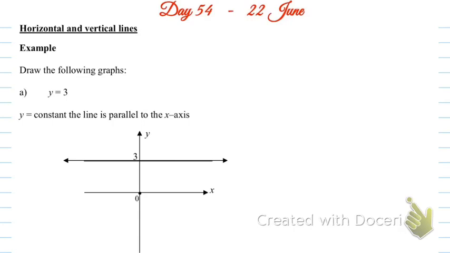Straight line or linear functions. Chapter 6 in your textbook. Today we're talking about horizontal and vertical lines. First example says, draw the following graph. Y is equal to 3.